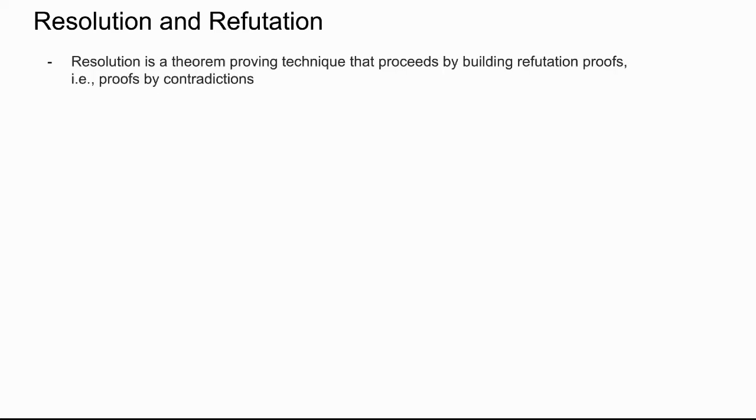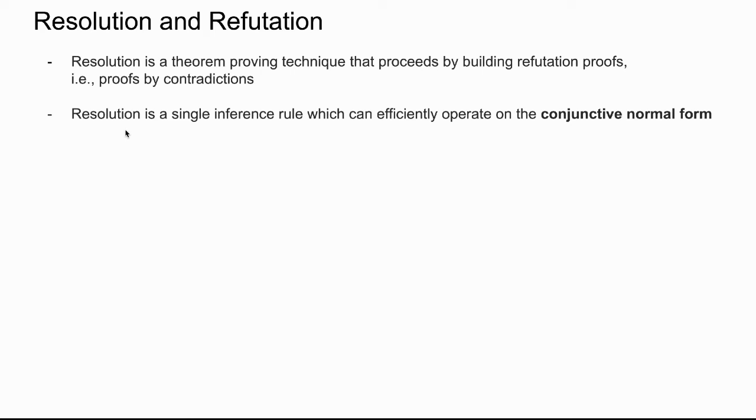There is a related process called resolution and refutation, which is also extremely important and extremely powerful. So let's see what this method contains. Resolution is a theorem proving technique that proceeds by building refutation proofs, meaning proofs by contradiction. So if you have to prove a particular statement to be true, you assume the opposite statement to be true and see if that leads to a contradiction. We will see some examples which will make it clear to you.